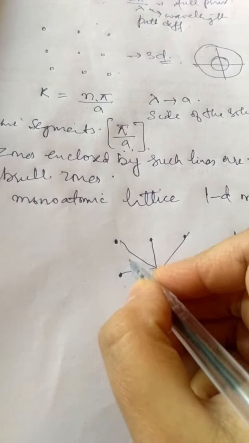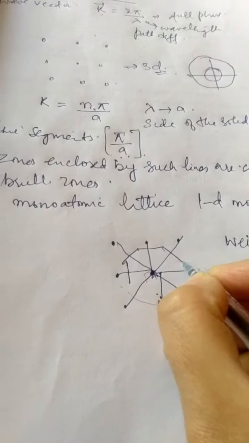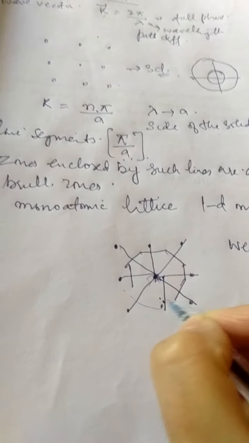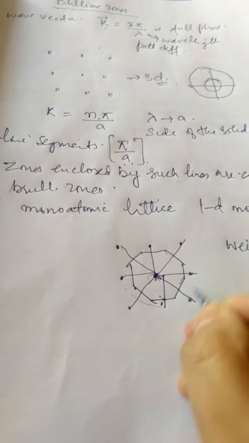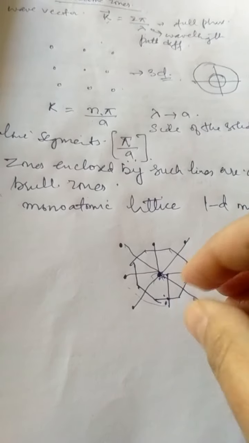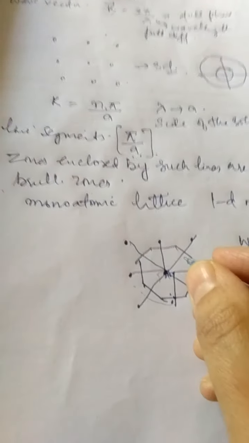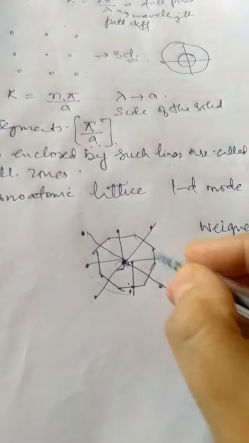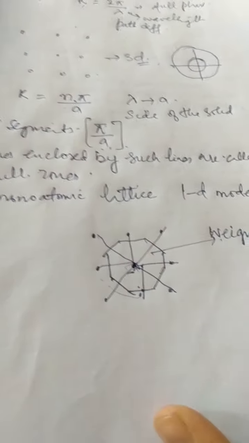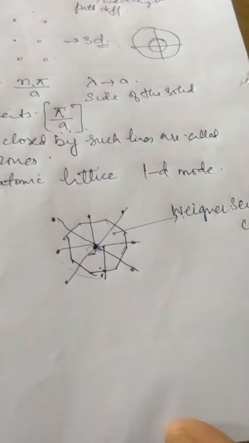Perpendicular bisector to this will be like this, for this it will be like this, for this it will be like this. And then we keep on drawing these perpendicular bisectors, and we find that they enclose a certain region. This is the region within the fold of which all other neighboring atoms are closer to the given atom than to any other atom. And this kind of cell is called the Wigner-Seitz cell. Now if you have to imagine a Brillouin zone, you choose the lines like this.